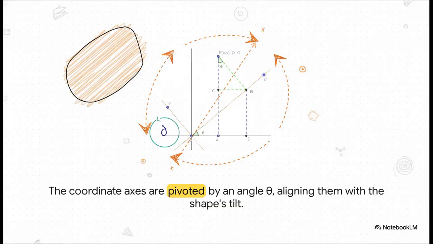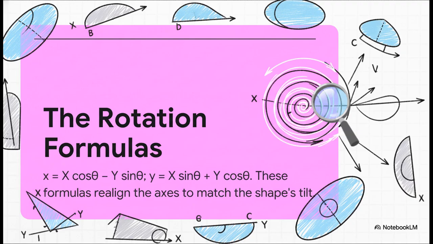Visually, it looks just like this. We keep the origin in the same spot, but we pivot our entire coordinate system by some angle, which we'll call theta. The whole goal is to get our new X and Y axes to line up perfectly with the shape's own lines of symmetry. And yeah, you guessed it, we've got formulas for this too. Now, they might look a little more intense, but their job is incredibly powerful. When we plug these into our equation, we can figure out the exact angle theta that will make that pesky XY term disappear for good.